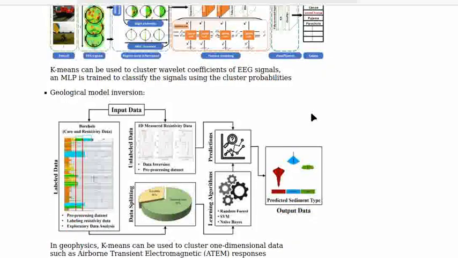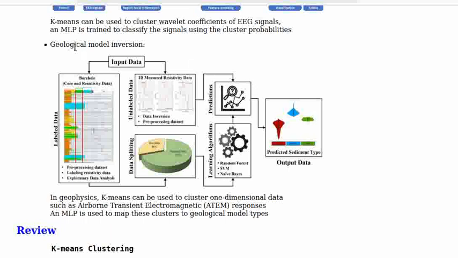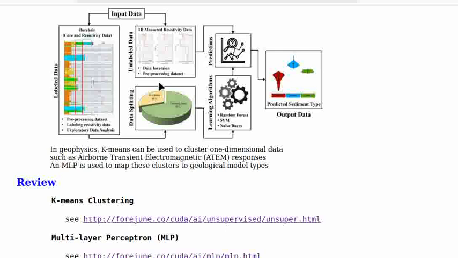Another example is geological model inversion. In geophysics, K-means clustering can be used to cluster the one-dimensional data, such as ATEM responses. Then an MLP is used to map these clusters to geological model types. And this can be done efficiently.